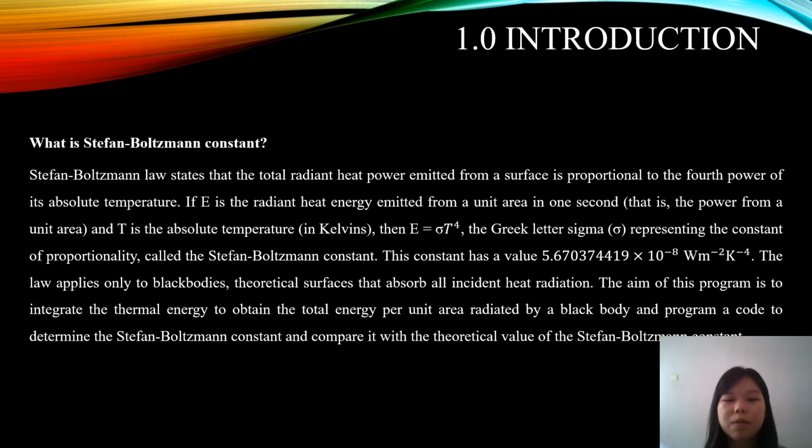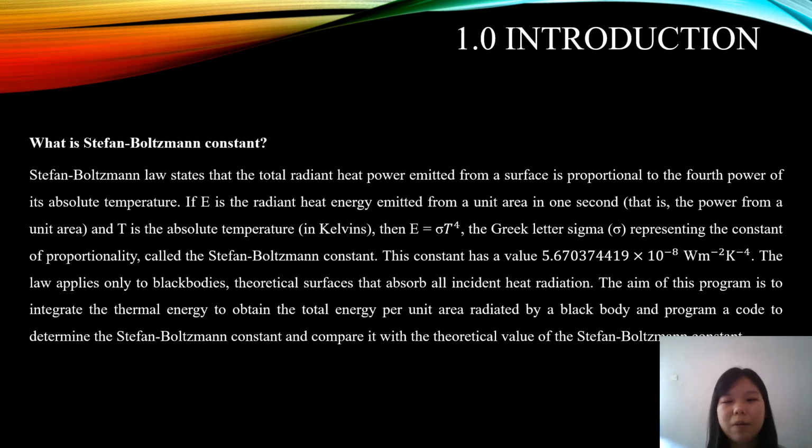The Stefan-Boltzmann constant has a value of 5.67 times 10 to the power of negative 8 watt per meter square per Kelvin to the power of 4. This law only applies to a black body, a theoretical surface that absorbs all incident heat radiation.